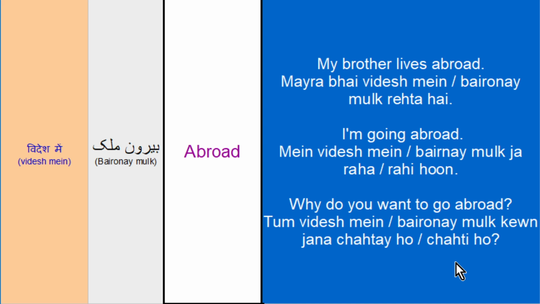And if you want to show some respect, then you can ask आप बैरून मुल्क क्यों जाना चाहते हैं, आप विदेश में क्यों जाना चाहते हैं, और for female आप विदेश में क्यों जाना चाहती हैं, आप बैरून मुल्क क्यों जाना चाहती हैं. And the very informal version of this English sentence, why do you want to go abroad, is तू बैरून मुल्क क्यों जाना चाहता है और तू विदेश में क्यों जाना चाहती है.